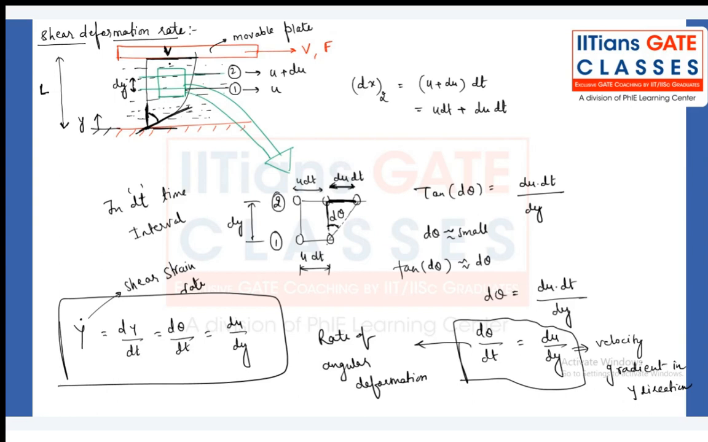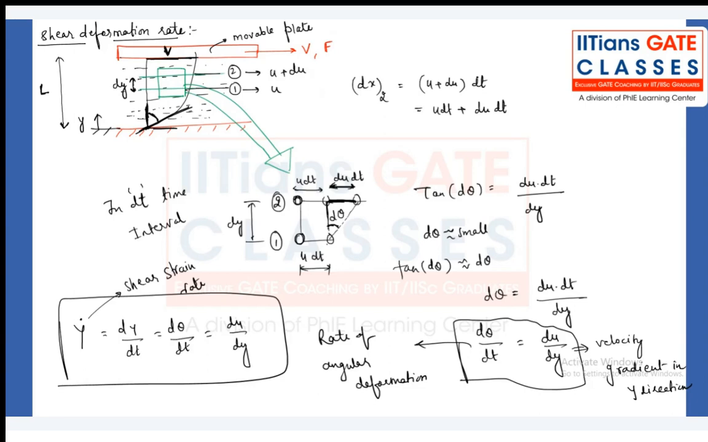Obviously, when the first fluid layer is moving with the velocity u, the second fluid layer is moving with a higher velocity because it is very close to the movable plate. Let's suppose it is moving with the velocity u plus du. In a dt time interval, let us suppose I am considering these two fluid particles, particle number 1 and particle number 2, of fluid layers 1 and 2. In a dt time interval, the particle number 1 travels a distance of u dt, because you know that velocity is displacement by time. So the fluid particle is displaced by the amount u dt.